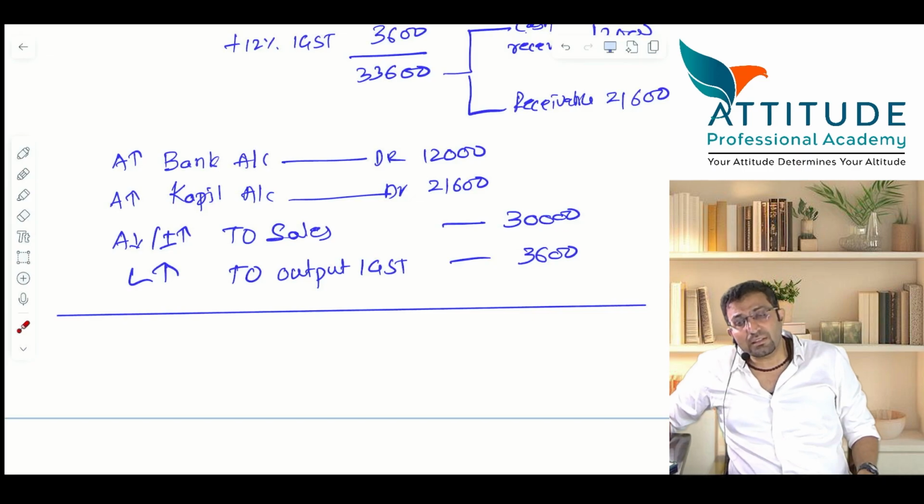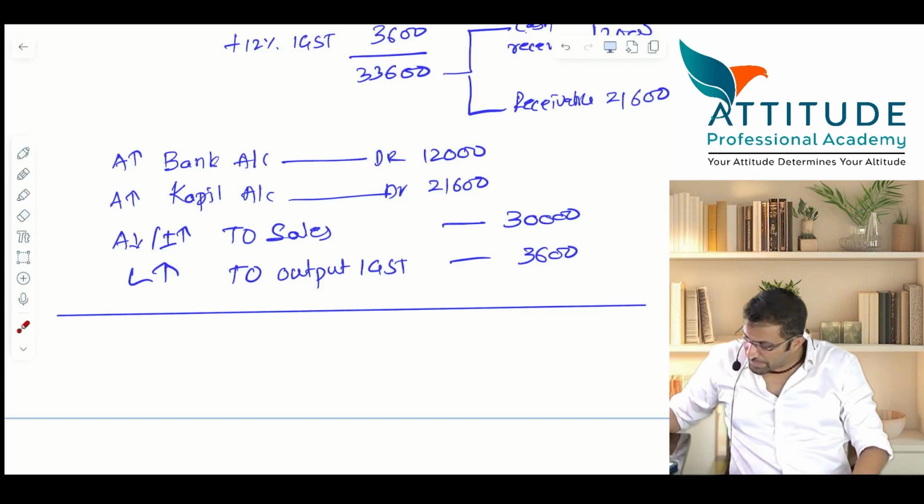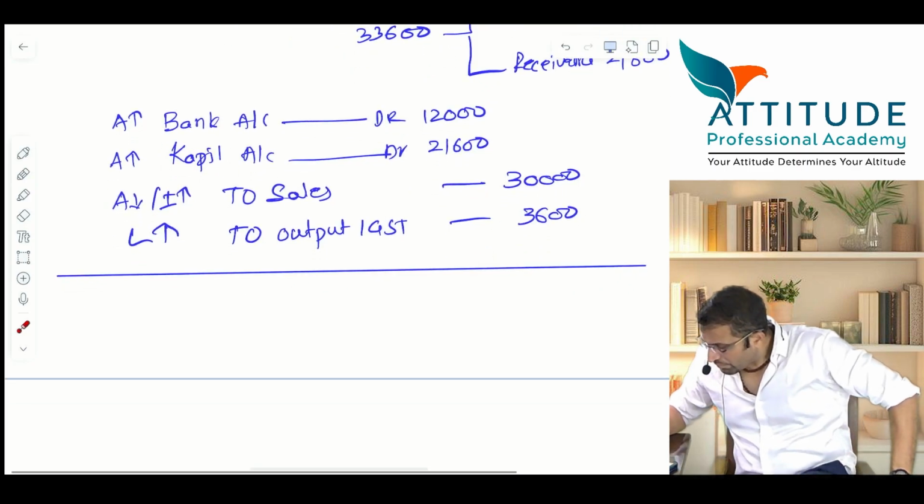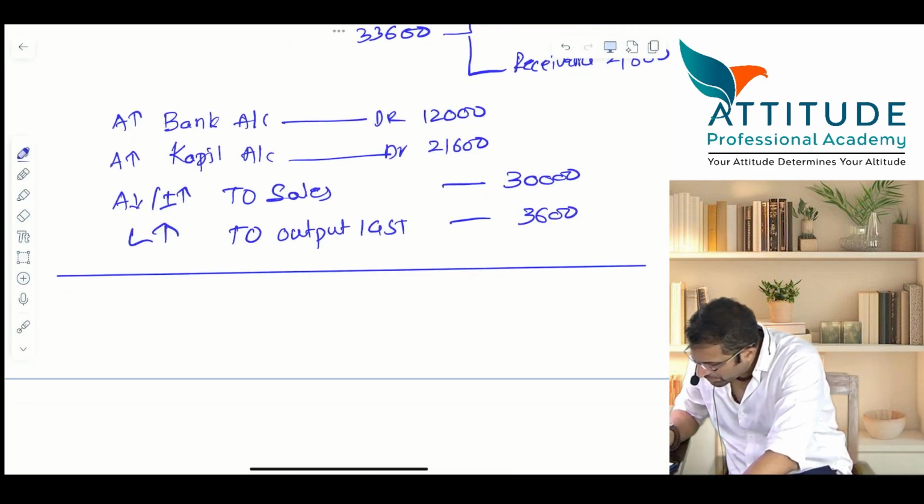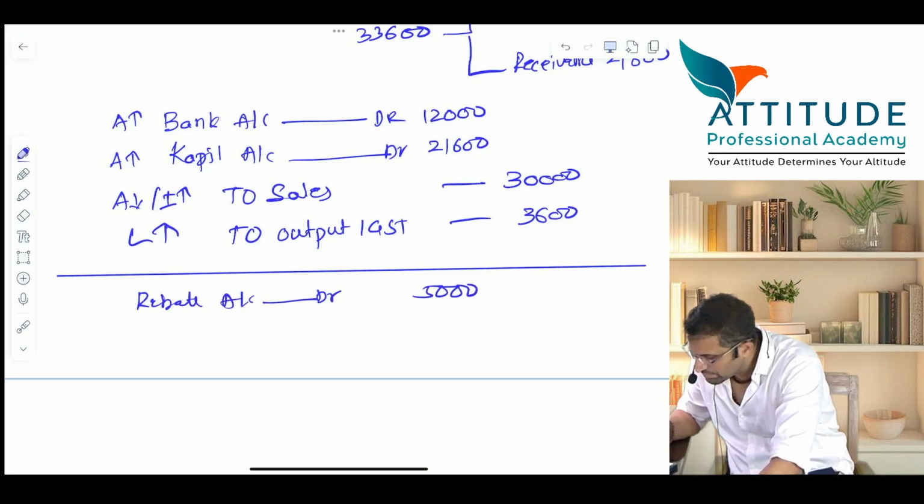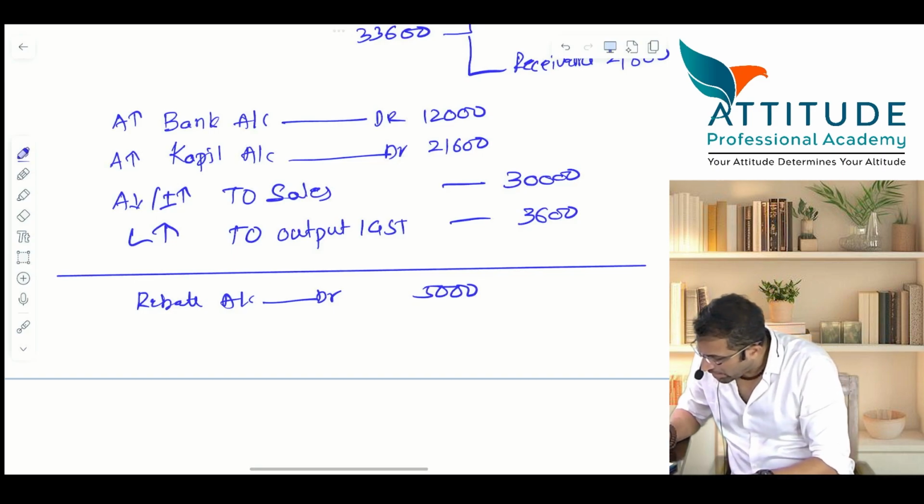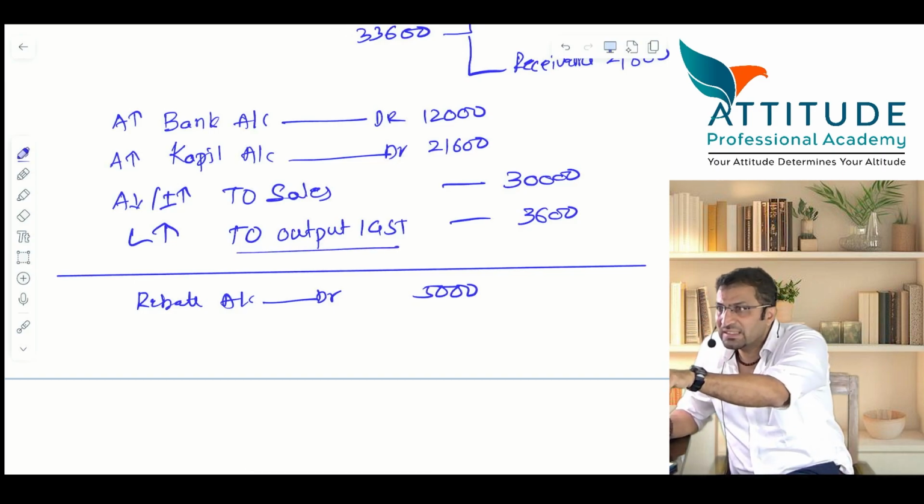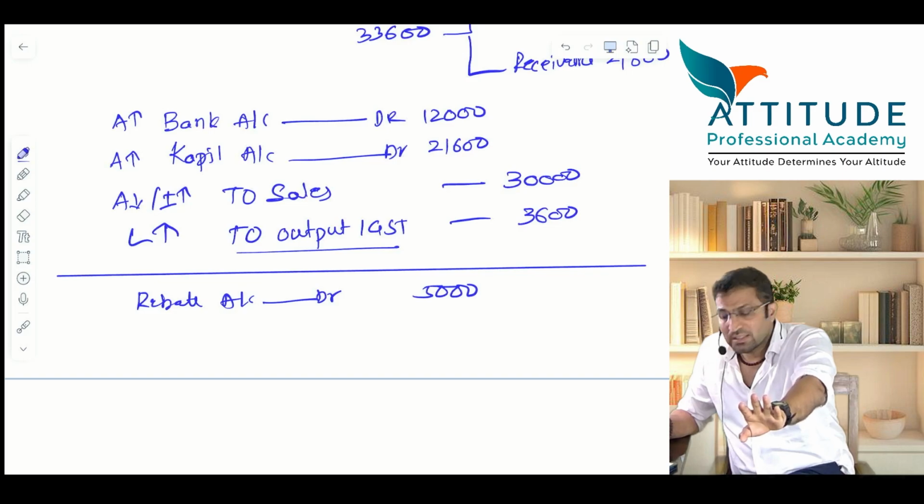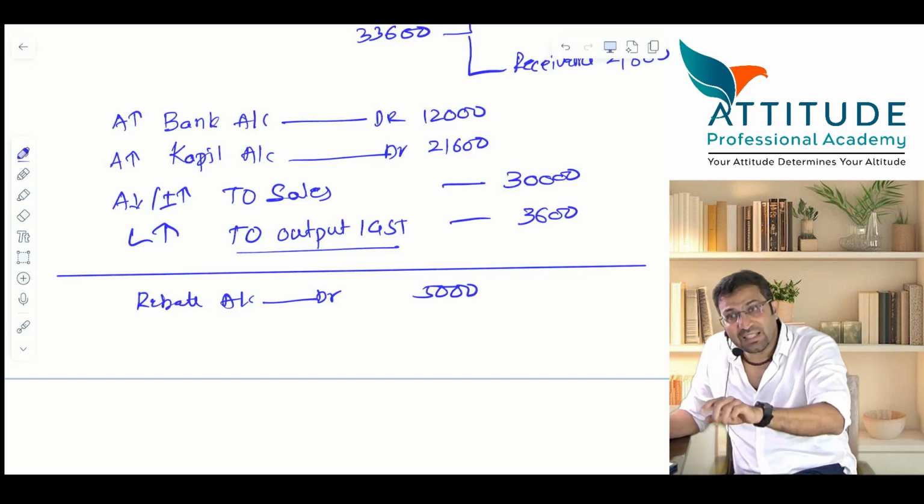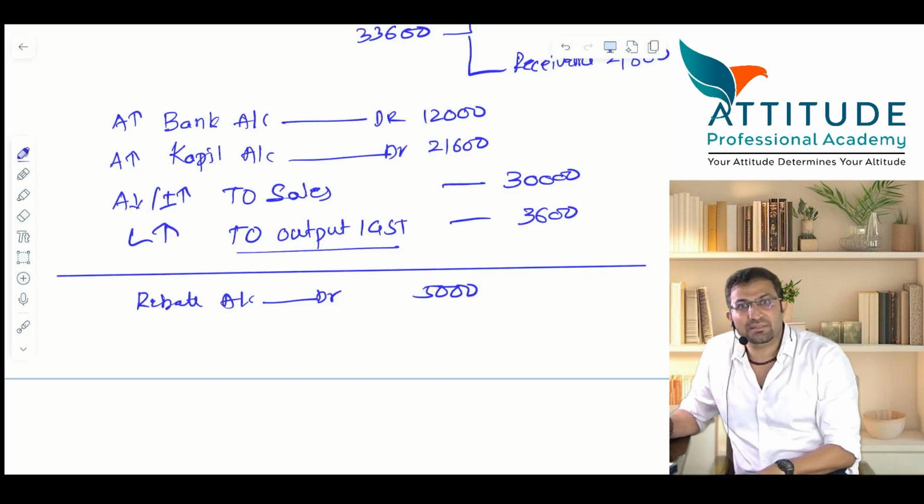Clear? Understood? Now tell me, what is the entry? Very good. Rebate account debit 5,000. Now tell me, output GST was your liability. Now it is no more your liability, but not 3,600. In that only 600 is reversed.